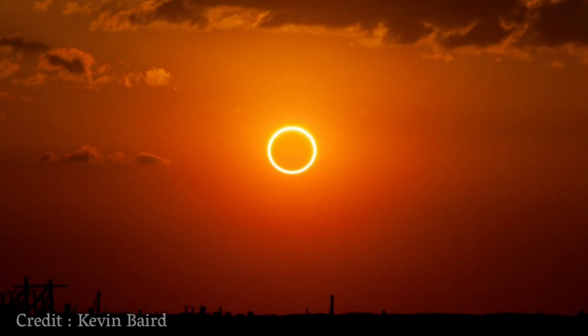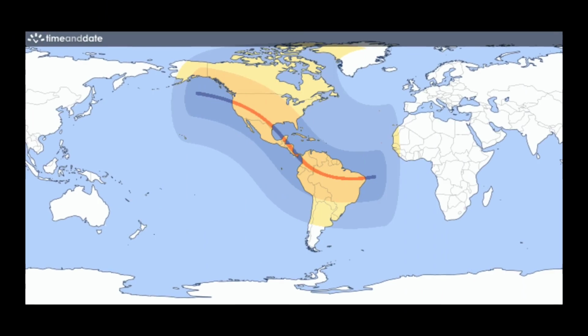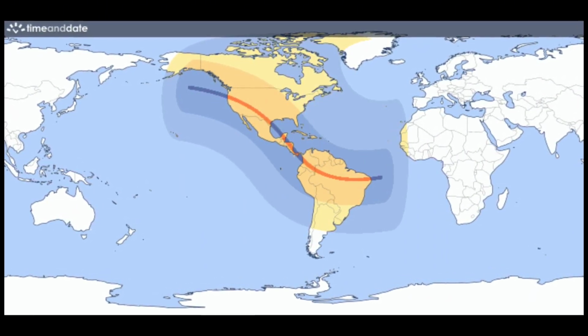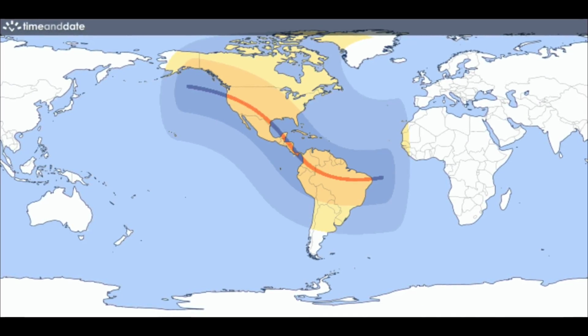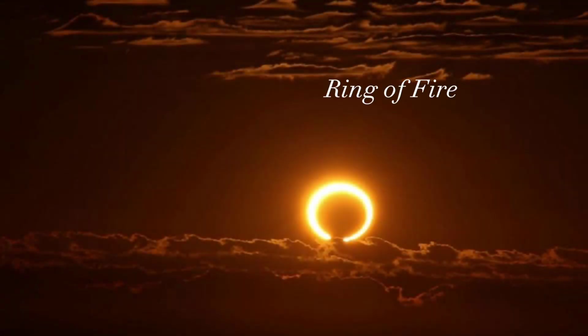Now, let's see about the annular solar eclipse of October 14, 2023. As mentioned earlier, on October 14, 2023, an annular solar eclipse will be visible from much of the southwestern United States and Central America. This type of eclipse is often referred to as a ring of fire due to the distinctive shape the sun takes as it is partially blocked by the moon.